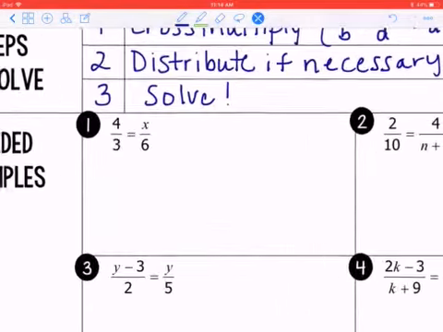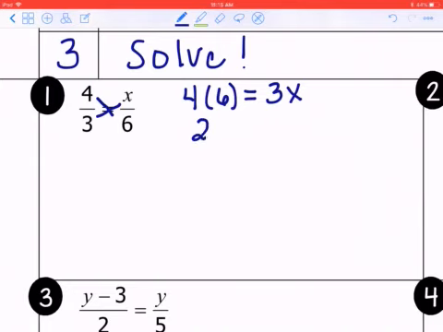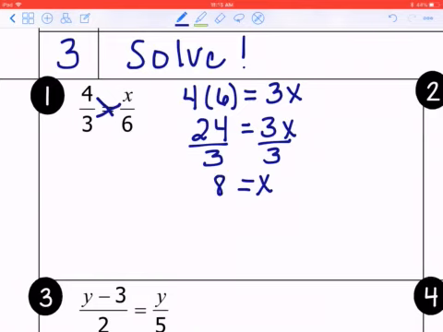Okay, so we're going to start with number 1. Step 1 says to cross multiply, so that's exactly what we're going to do. We're going to cross and multiply 4 times 6, and you set that equal to the other cross, 3 times x. And you're going to solve for x. Multiply 4 and 6 to get 24. Divide by 3. So x equals 8, and if you can remember, make sure you write the variable first. So not so bad on the first one.